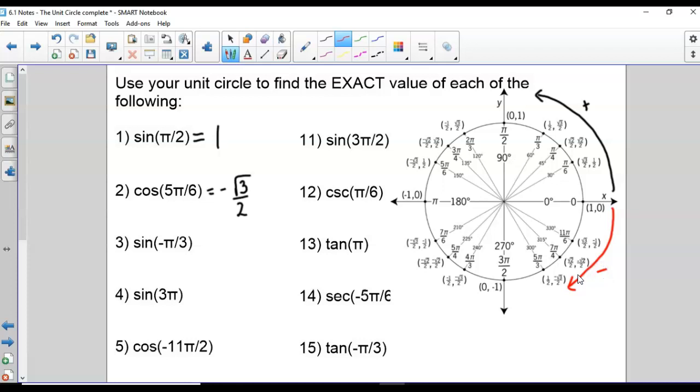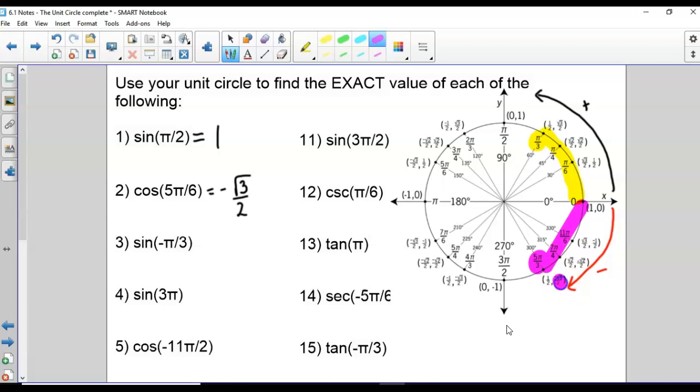So you've got a couple ways that you can do number 3. I think the easiest way is to do this. Pi over 3 is right here. That's this far on the unit circle. So if I want negative pi over 3, I'm just going to go that same distance, but in the negative direction, which is 5 pi over 3. Okay, and so 5 pi over 3 is the same as negative pi over 3. And so since that's the same, we want sine.